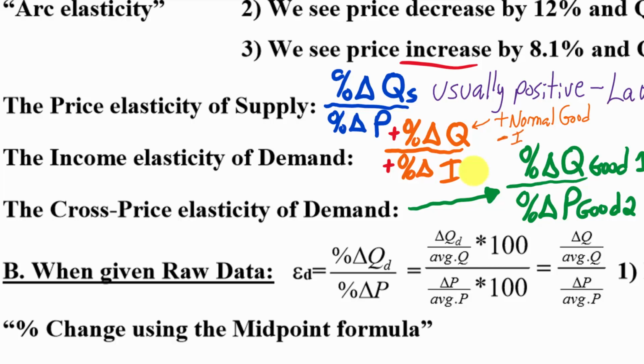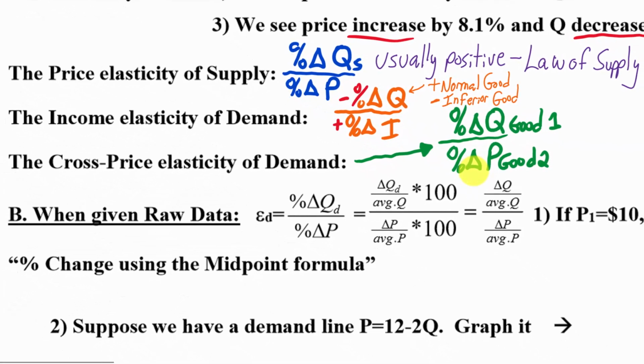So if we get a negative sign for an income elasticity of demand, we know that we're talking about an inferior good. For example, we might have a case where your income is going up, but we see people buy less of the product. So income goes up 10%, people buy 5% less. That would be something like ramen noodles or something like store brand crackers or store brand pizzas.